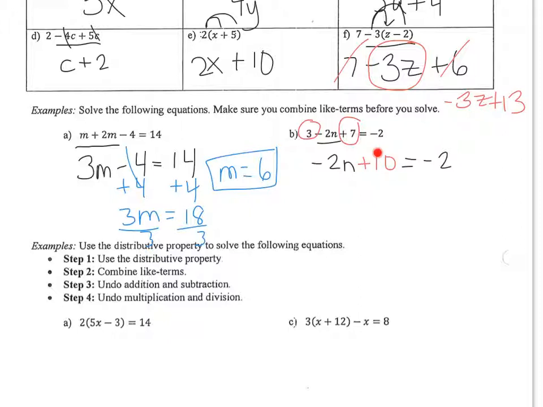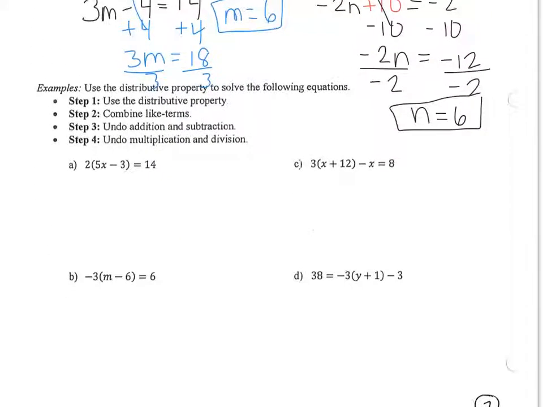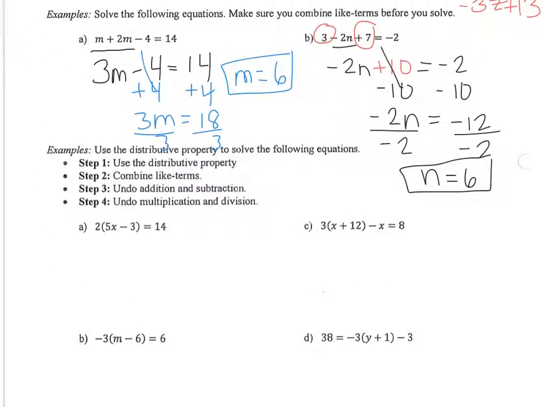So you are going to get rid of the positive 10 first, which means you subtract 10 from each side. So cancels out, negative 2n equals negative 12. Divide by negative 2, n equals 6. So down here, some more examples. So you use the distributive property, combine like terms, and then from yesterday, do addition, subtraction first, and then multiplication and division.